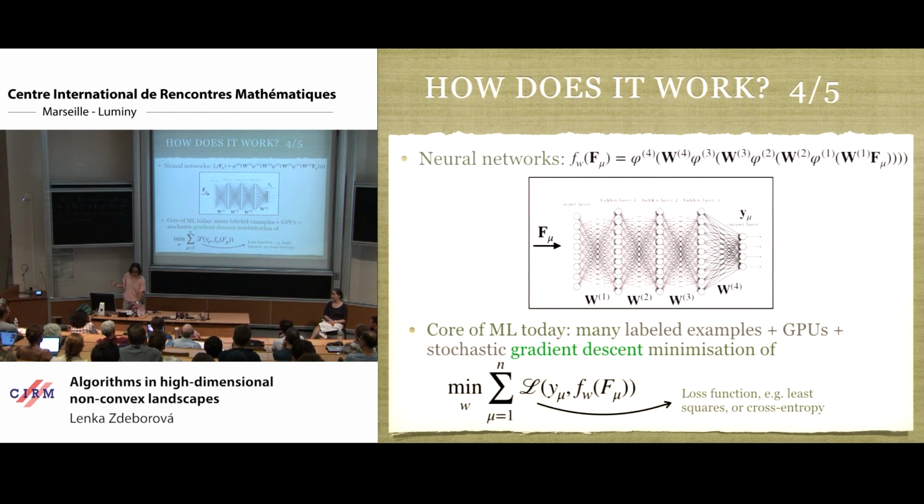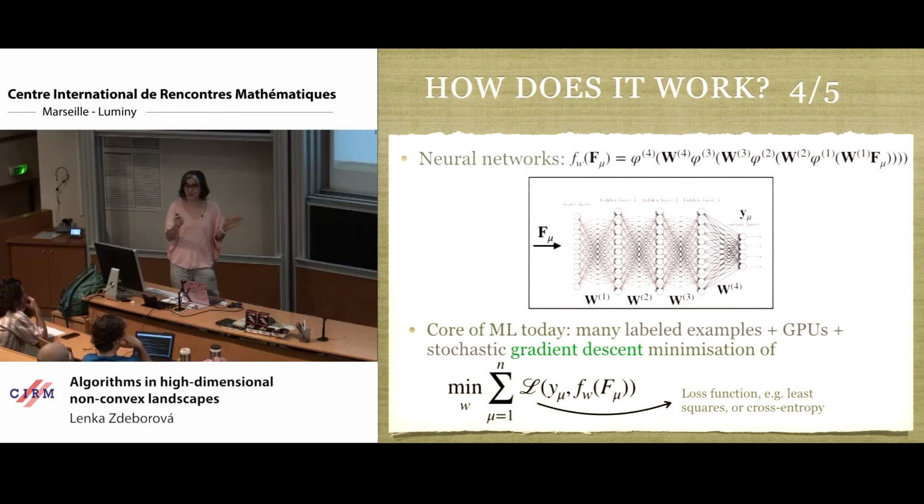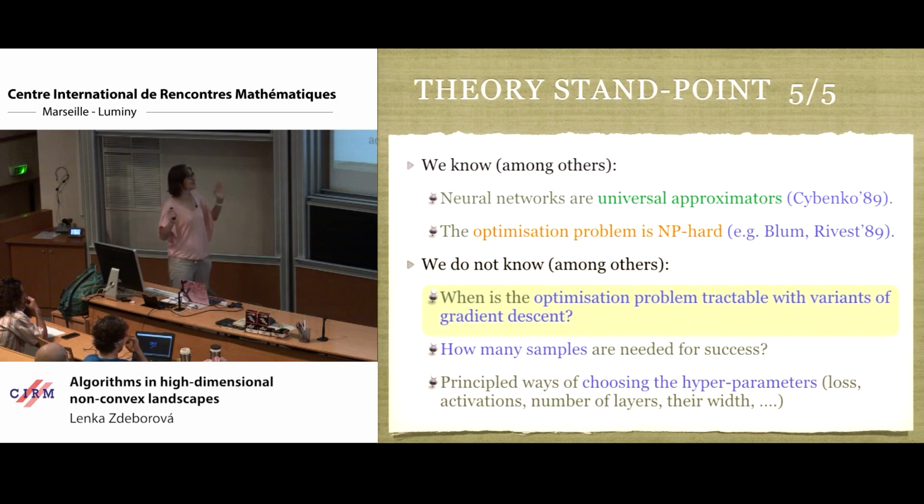So, okay, good. So, why did we need to wait until 2010 to actually make that work? Well, that was mainly in the labeled examples and the GPUs. The ideas on the math side were there a long time ago. So what do we know? One slide on the theory of neural networks: what do we know and what don't we know?